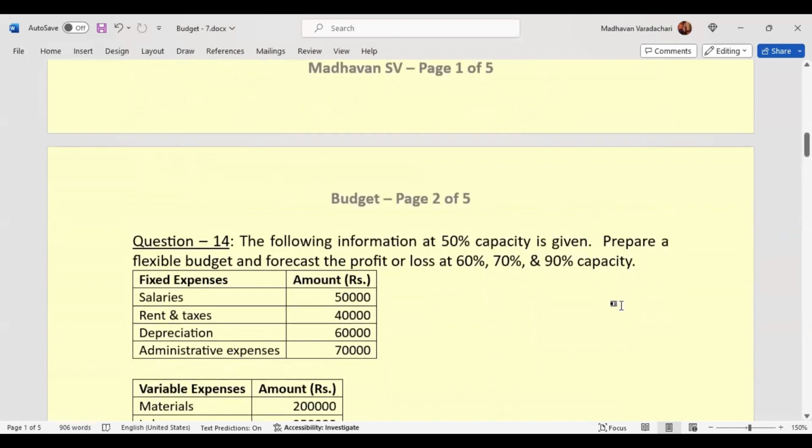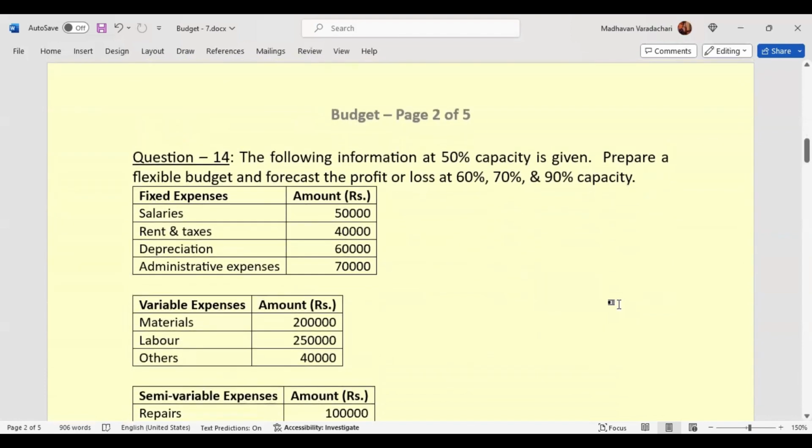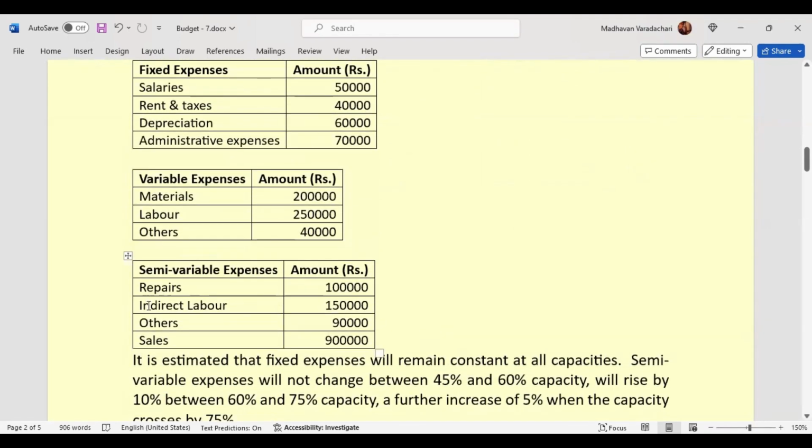The following information at 50% capacity is given. Prepare a flexible budget and forecast the profit or loss at 60%, 70%, and 90% capacity. So salary is given as 50,000. Rent and taxes given as 40,000. Depreciation is given as 60,000. Administrative expenses 70,000. Variable expenses are given. Materials 2 lakhs, labor 2,50,000, others 40,000. Semi-variable expenses are given. 1 lakh repairs, indirect labor 1,50,000, others 90,000, sales 9 lakhs.